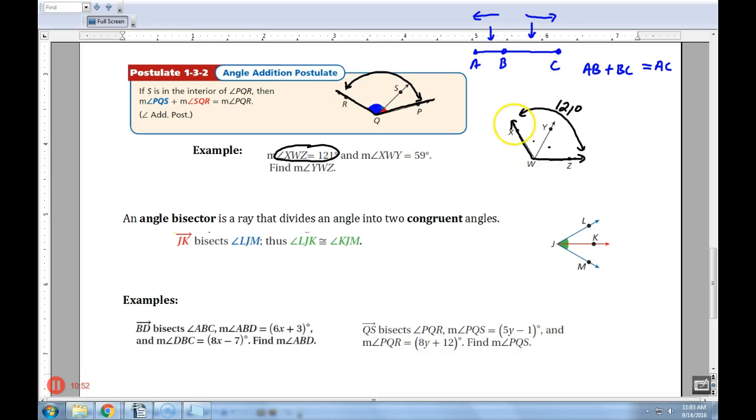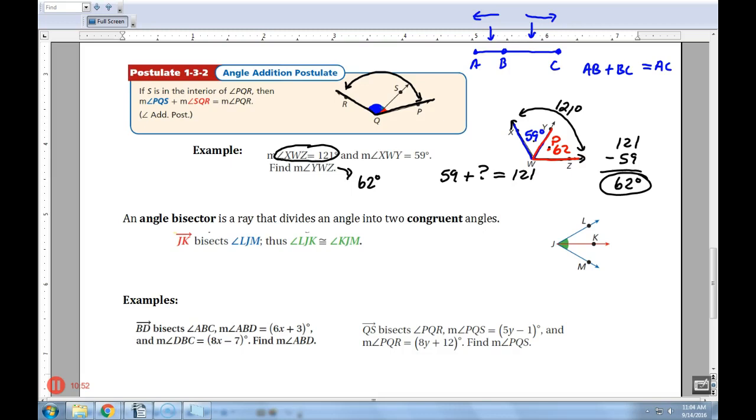XWY, so X to W to Y, this little side right here is 59 degrees. And we need to find YWZ. So this is the one that we're after. That's the question mark. And I can kind of use subtraction. Basically, 59 plus what is going to equal 121. Well, to find the what, I just subtract 121 minus 59. And that should come out to be 62 degrees. So I believe this right here is 62 degrees. And I should be able to add them back together and see if it checks out. And I believe it does.